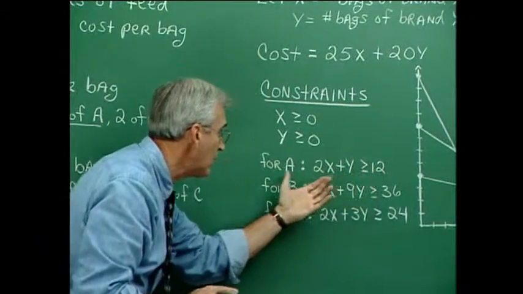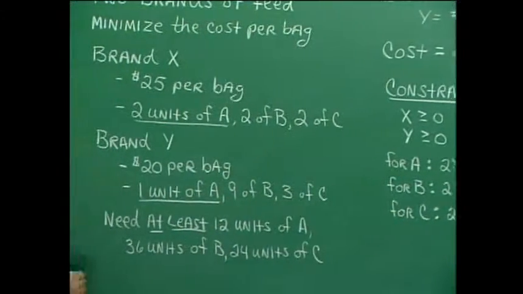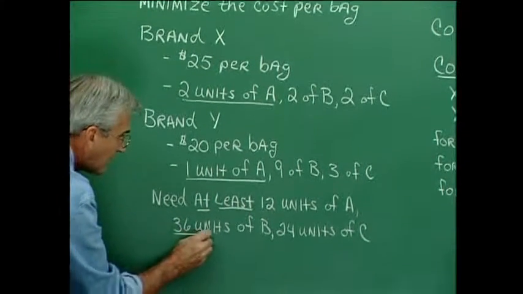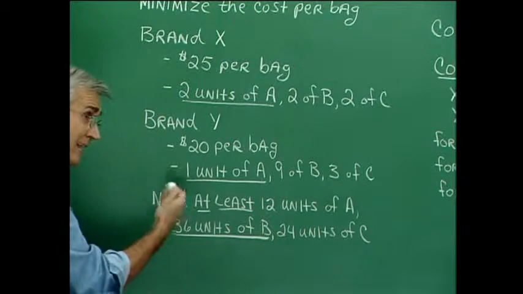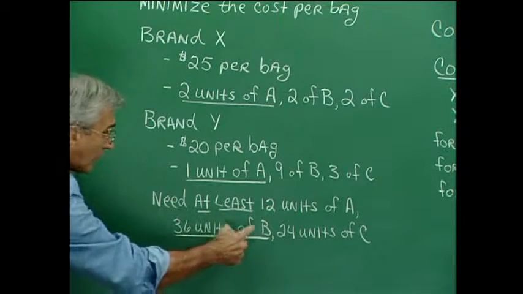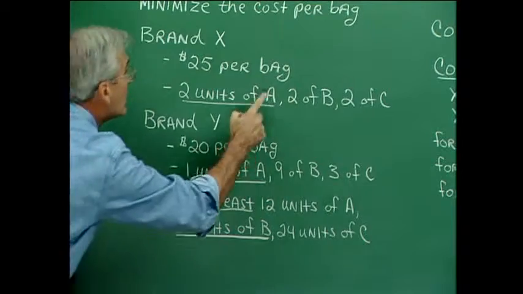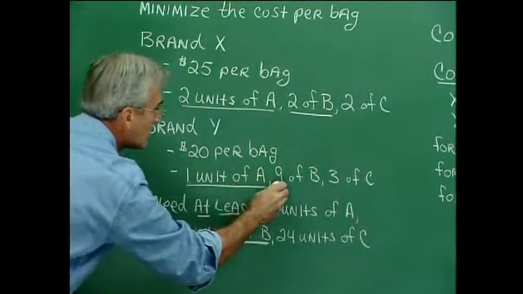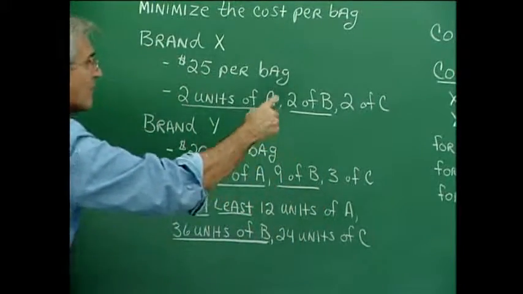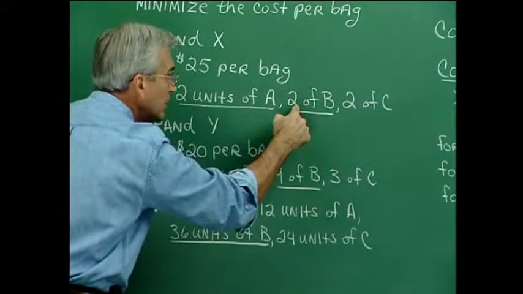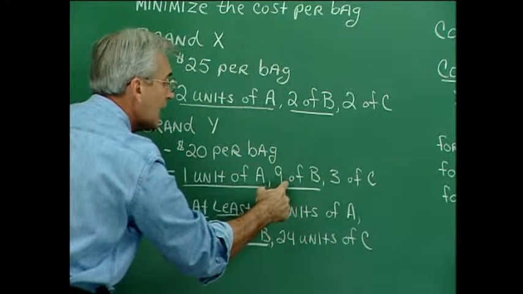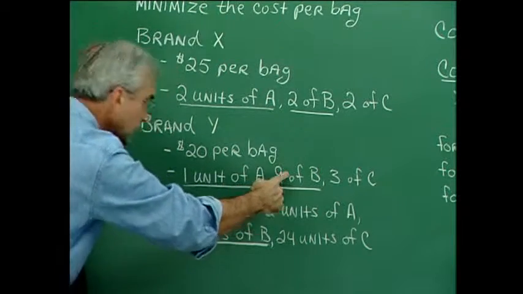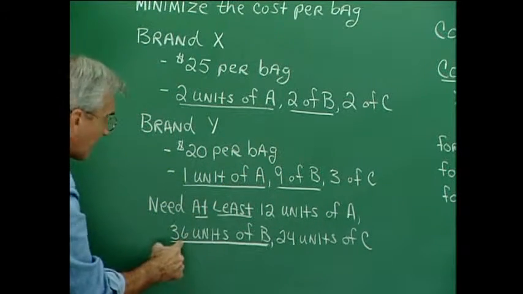And then we come back over here and build another one. The next one is built by virtue of the idea that we need at least 36 units of B. Well, look at what is provided from brand X and brand Y regarding B, right up here. Brand X is supplying 2 units of B, and brand Y is supplying 9. So for every X bag, we get 2 of these. For every Y bag, we get 9. So it's 2X plus 9Y needs to be greater than or equal to 36.